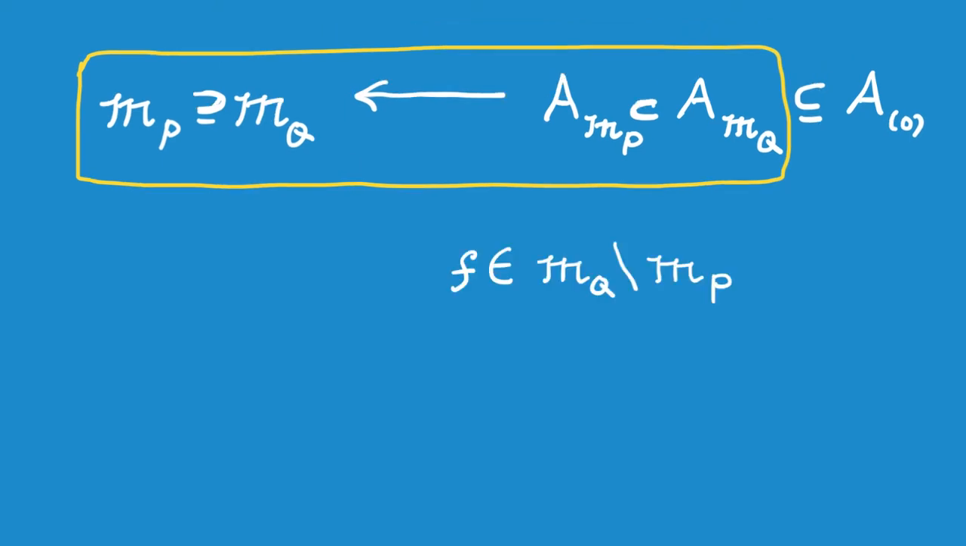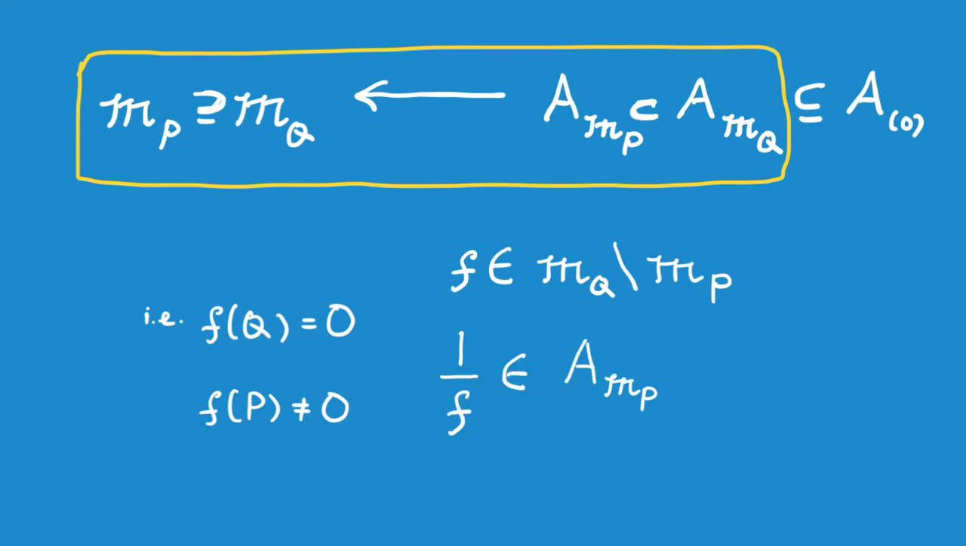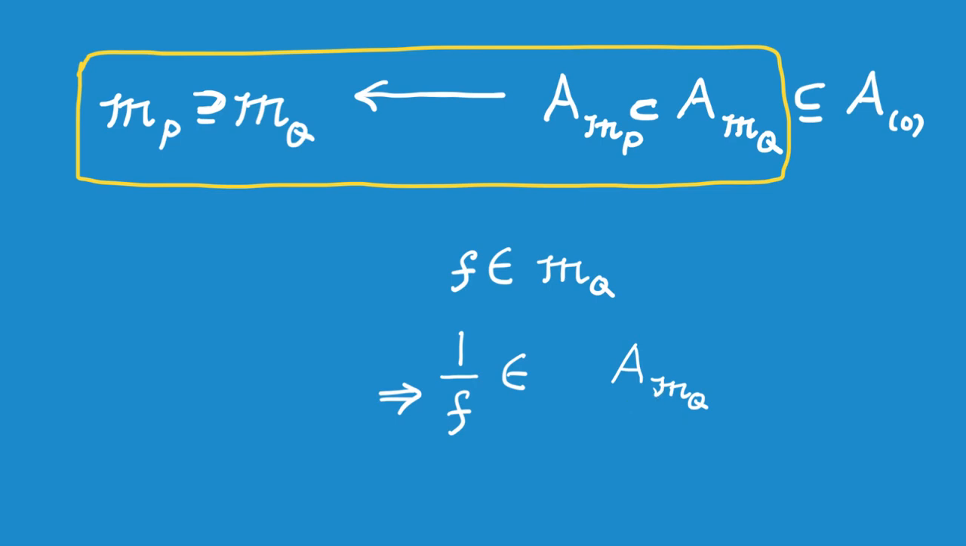So by contradiction, let us assume that there is some element f lying inside this ideal MQ, but not in MP. This is a regular function that vanishes at Q, but not at P. Well, now because f does not vanish at P, 1 over f is a regular function at P. But by our hypothesis, any function that is regular at P must also be regular at Q. Thus, the local ring at Q contains both f and 1 over f. In other words, f is a unit in this local ring. And that's a contradiction because a proper ideal cannot contain a unit.